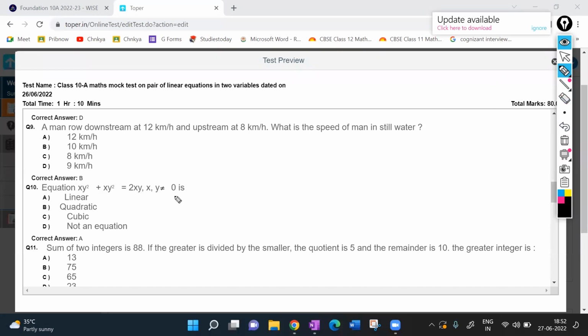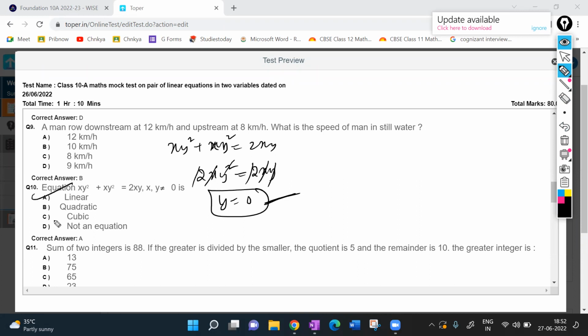Because if you add them, it's 2xy squared equals 2xy. One second, I'll tell you better. Very simple question. xy squared he has given plus xy squared given, so 2 times xy squared. Do you agree with my point? 2xy, 1xy, 2 will get cancelled. What you will have is y equal to 0. Why can't it be linear now? Absolutely, it is linear.